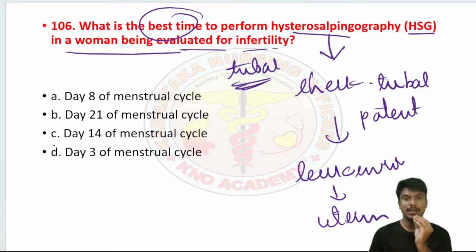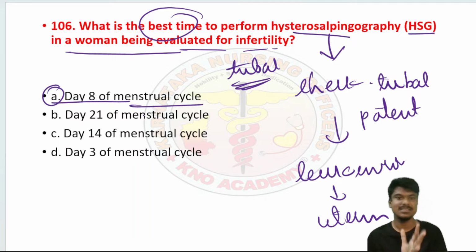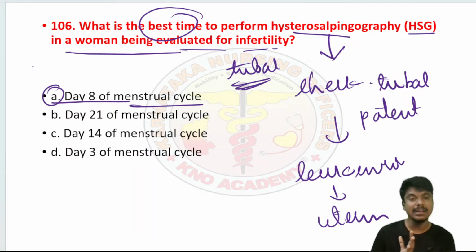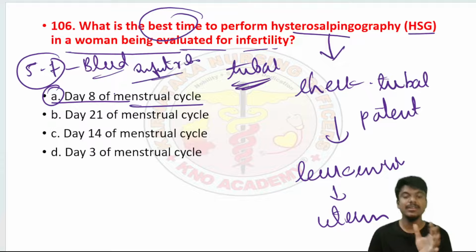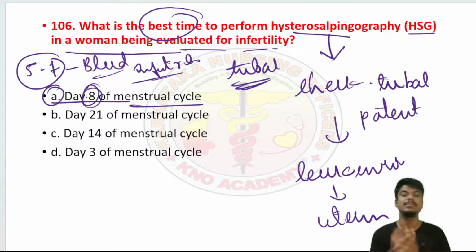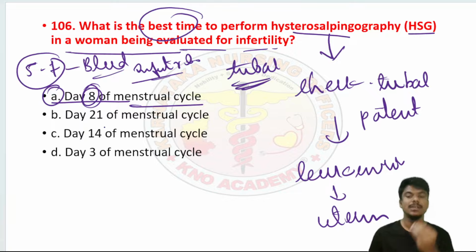Most probably we prefer to do the HSG on day eight of the menstrual cycle. Why? Days 5 to 7 are considered the bleeding phase. If it is done then, there is no chance of any infection or retention of dye. If the woman is in the bleeding phase, it indicates she is not conceived. We are performing this to assess infertility.